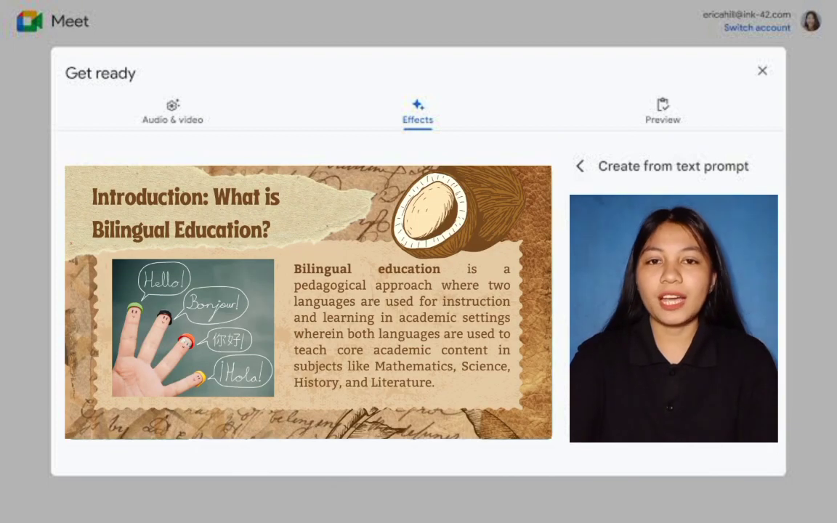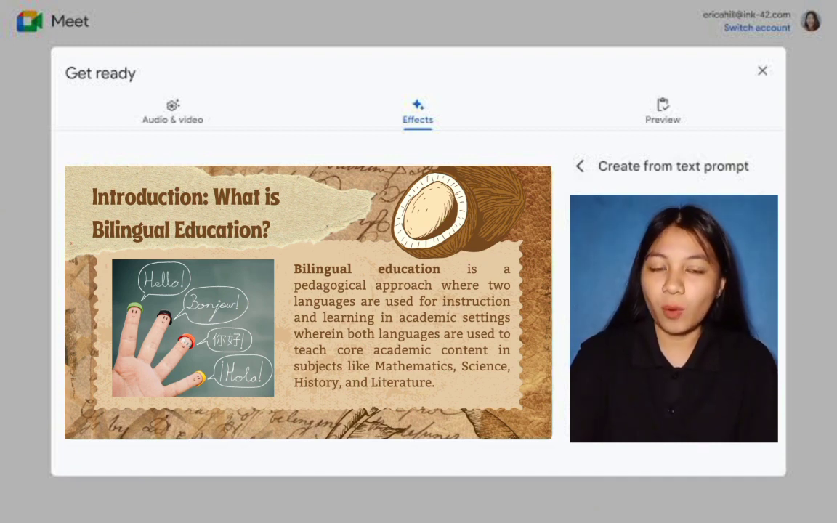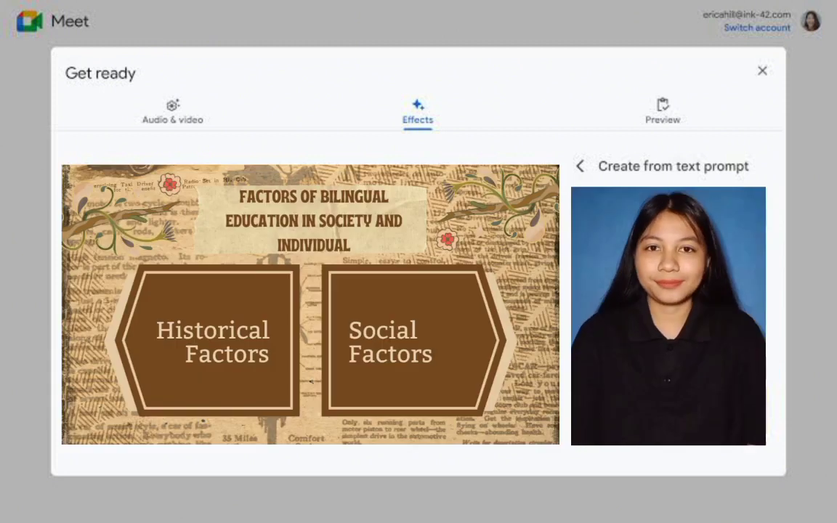Before we proceed with the actual discussion of the topic, let me define first bilingual education. Bilingual education is a pedagogical approach where two languages are used for instruction and learning in academic settings, where both languages are used to teach core academic content in subjects like mathematics, science, history, and literature.